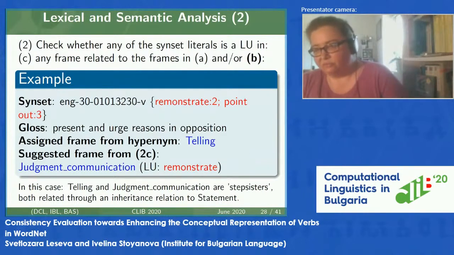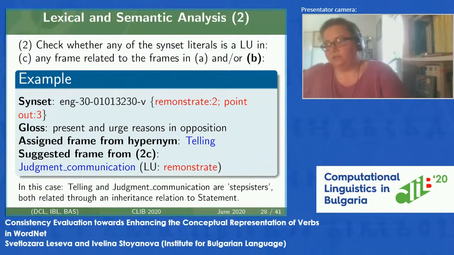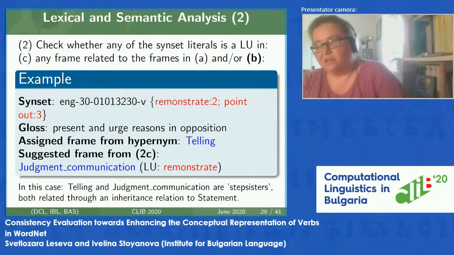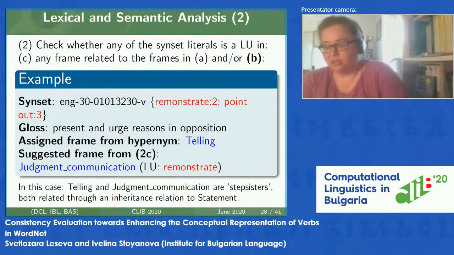So, for example, in remonstrate, what we are seeing here is being assigned the frame from the hypernym, it's being assigned the frame telling. And we look for all the frames of the hyponyms, for all the frames of the sisters, and we take all the relations of these frames, and we discover the frame judgment communication. And in this case, telling and judgment communication are both related through an inheritance relation to statement. So they are both stepsisters. So that's how we get to this judgment communication, in which lexical units we find remonstrate, and that's how we give it as a suggestion for a better match.